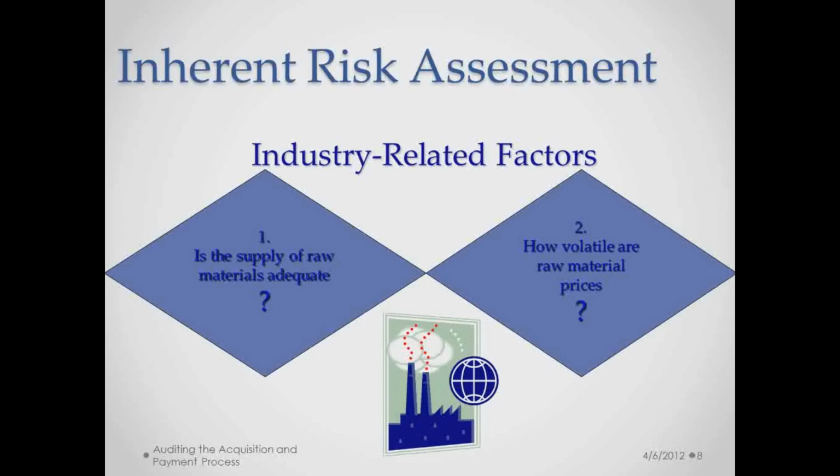But industry-related factors would be, is the supply of raw materials adequate? So if you're a manufacturer, this becomes important. Why? Why would we consider this an inherent risk factor? The supply of raw materials, whether or not it's adequate, if we're talking about acquisition.